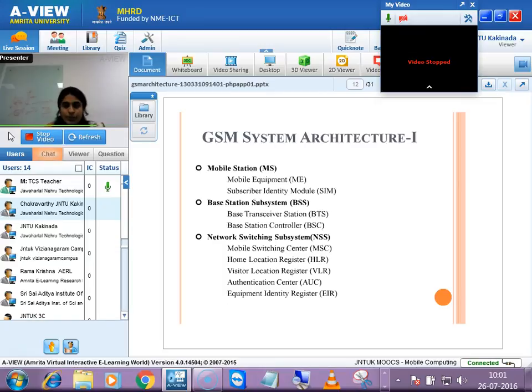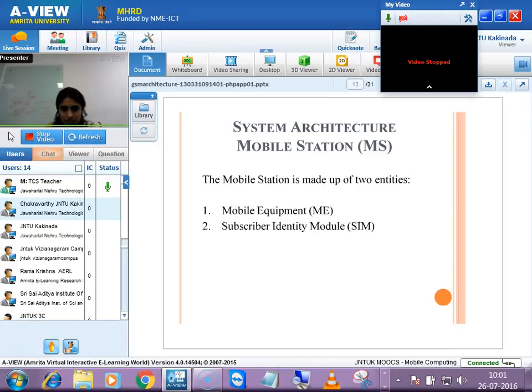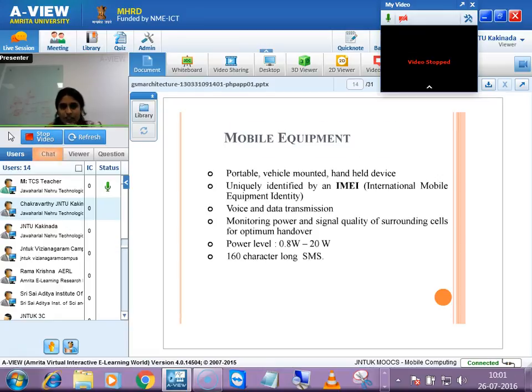And in the architecture, I think I explained these things: equipment identity register, authentication center, registration. Let us see in detail what each thing is. See, the mobile station is made up of two entities: mobile equipment and subscriber identity module. Mobile equipment is your mobile, which is a portable, vehicle-mounted, handheld device, uniquely identified by the IMEI number.